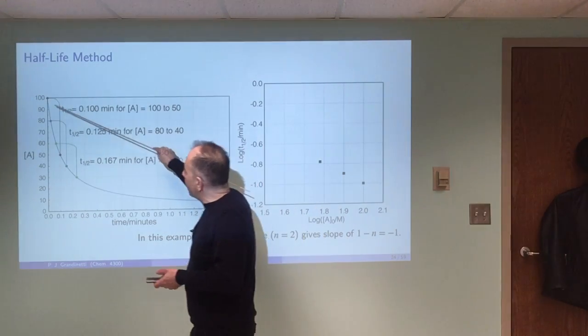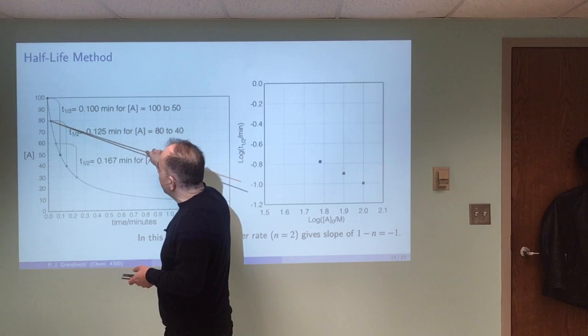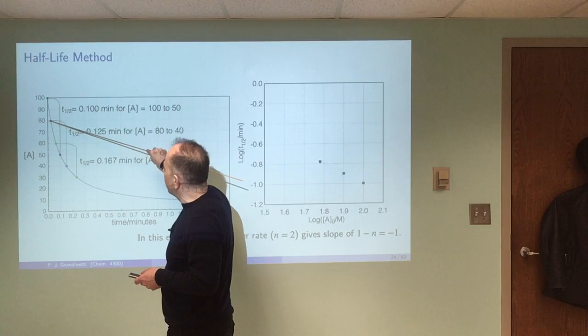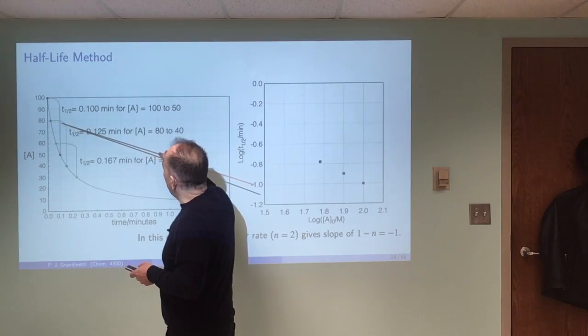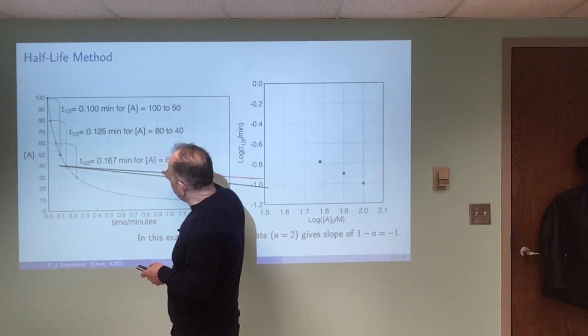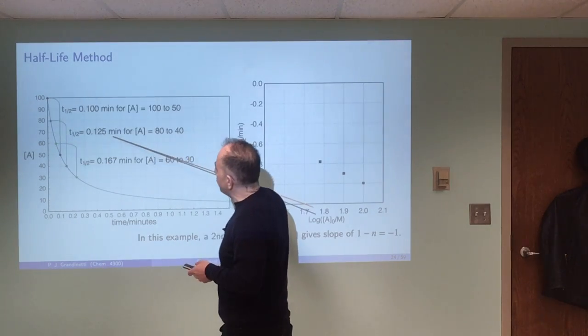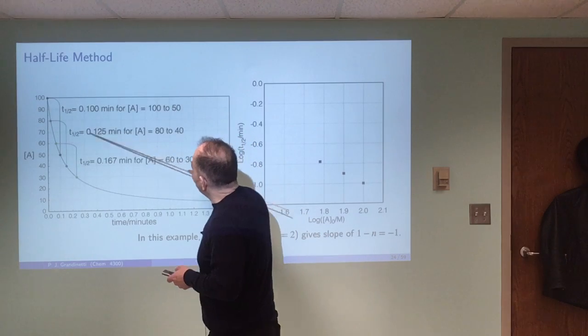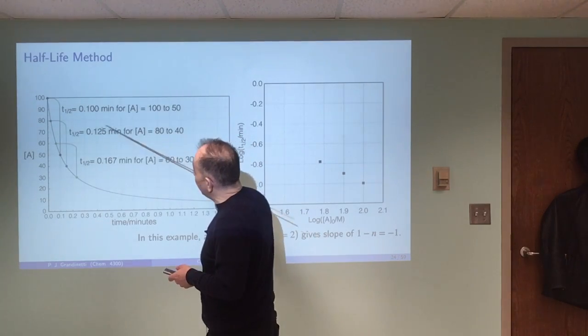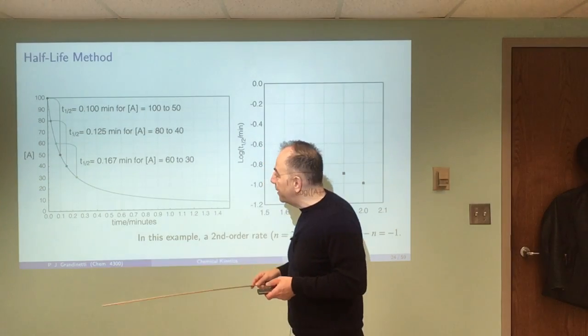So next I'll go down my plot and I'll say, well, let's start here at 80. Okay, a little later my concentration was 80. Let's say that that was my initial concentration. Well, if I go over and down, I find that 80 drops to 40 at a time that's 0.125 minutes. So associated with initial concentration of 80, I have a half-life of 0.125 minutes.